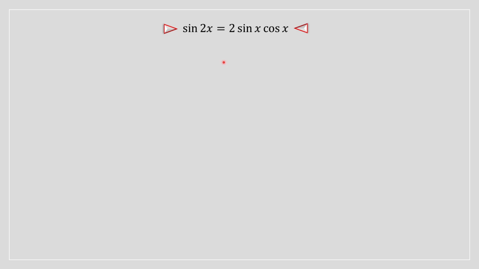We're going to prove why sine of 2x is equal to 2 sine of x cos of x. So this here is a double angle trig identity, which we're going to prove.